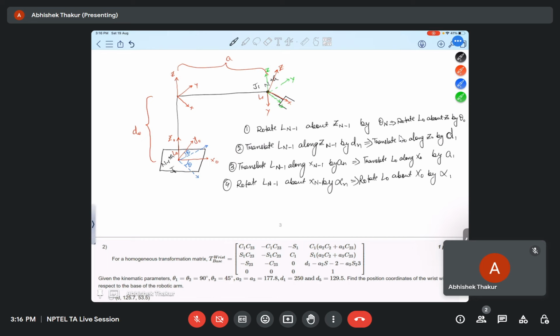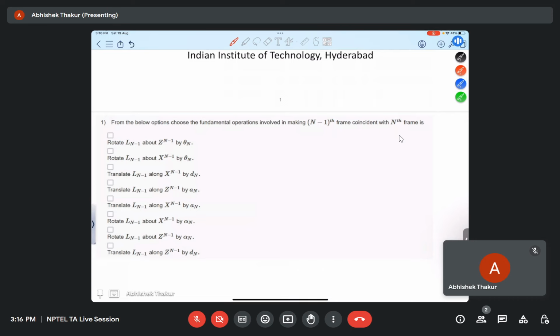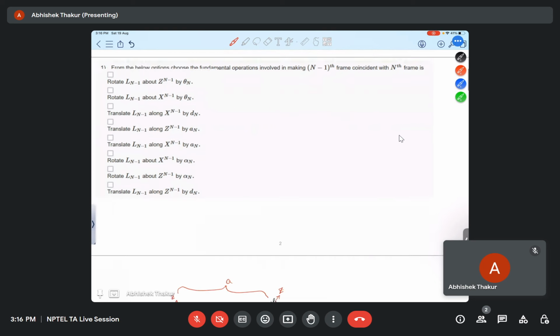Alpha 1. So after you rotate, this frame will coincide here. So these are the four fundamental operations we have to do to make the (n minus 1)th frame coincident with the nth frame. So which options are correct?